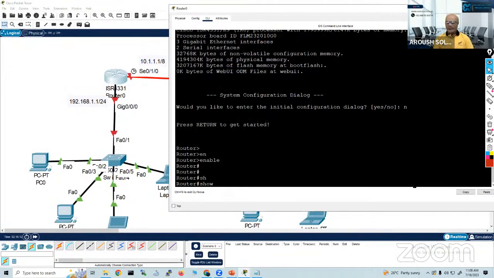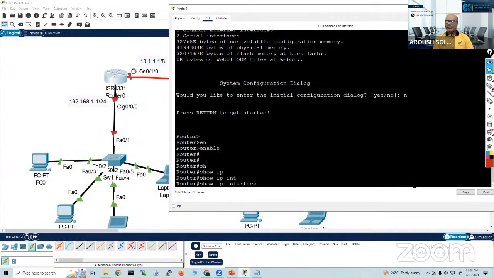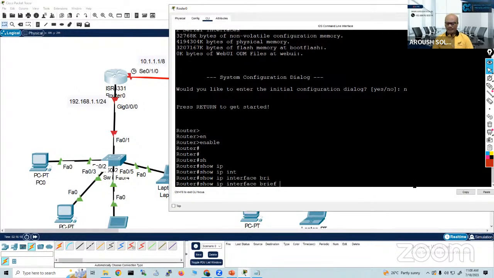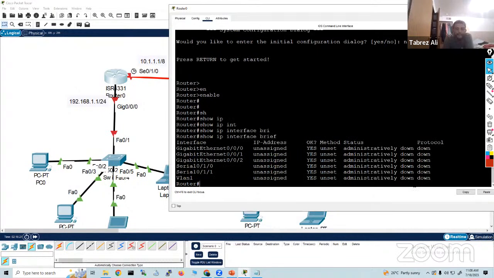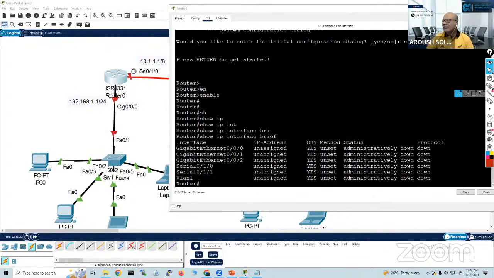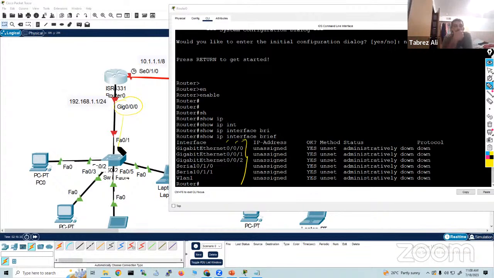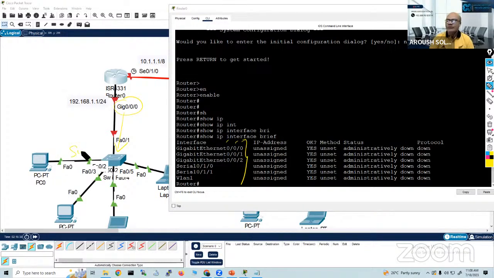The commands are very simple. Okay, show ip interface brief. Here it will show you which interfaces are available in your router. You can see, right? So we have the interface GigabitEthernet 0/0, which is connected. This is GigabitEthernet 0/0, which is connected to your switch. This is your switch, and this is our router.